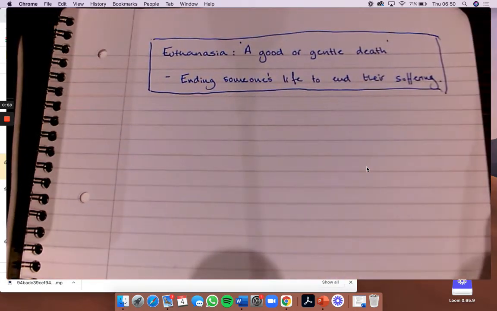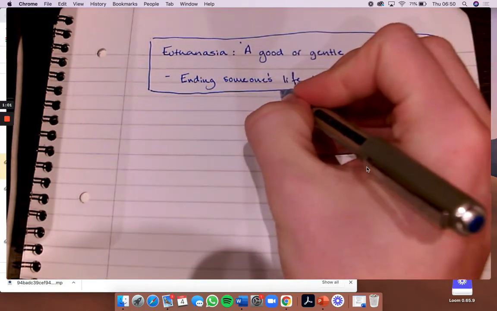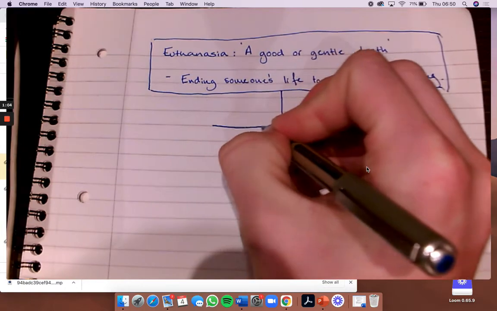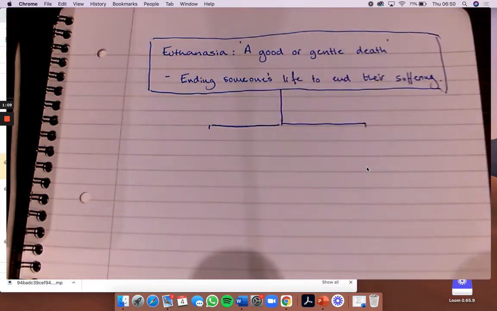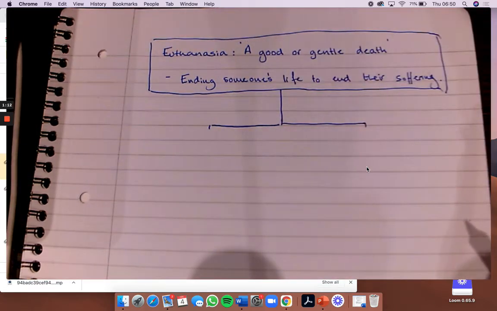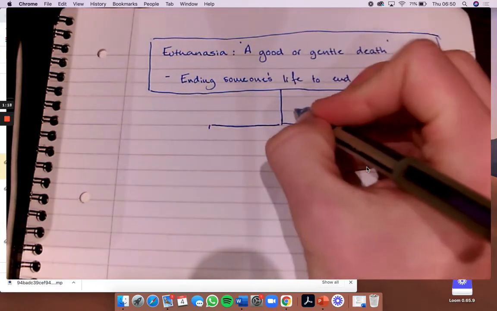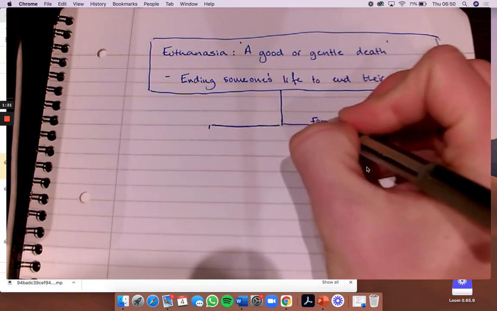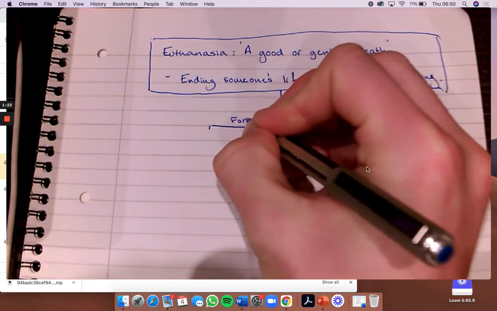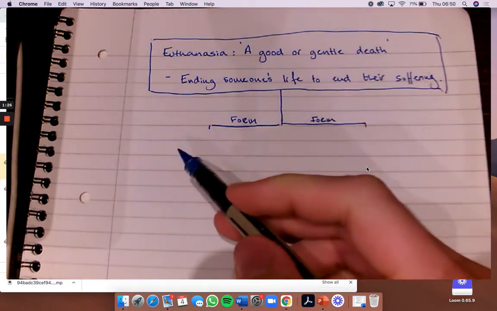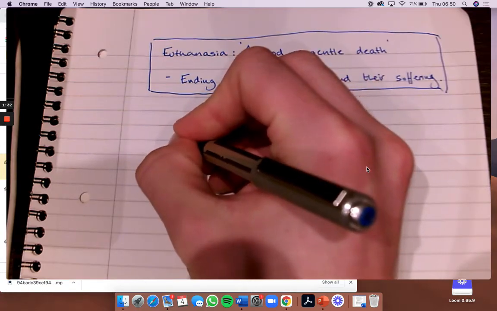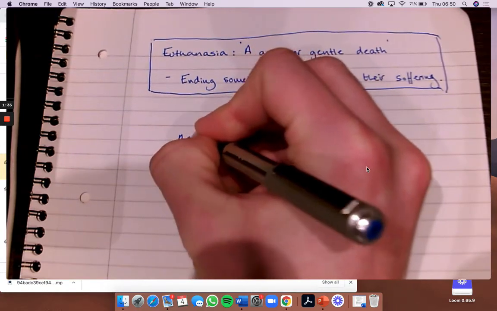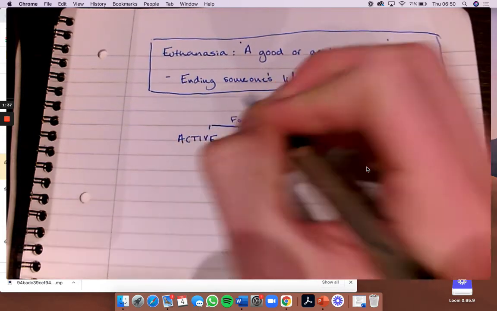Okay. There are then two forms, we call them, or ways that euthanasia happens. Can you remember one of these now? Right, form here and here. The first form or way this happens is active euthanasia.